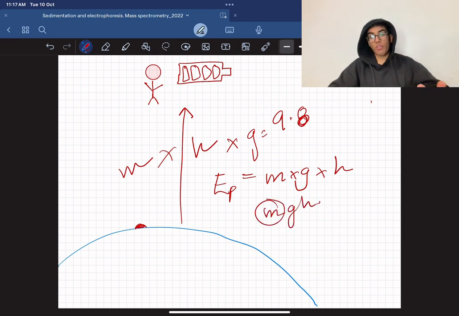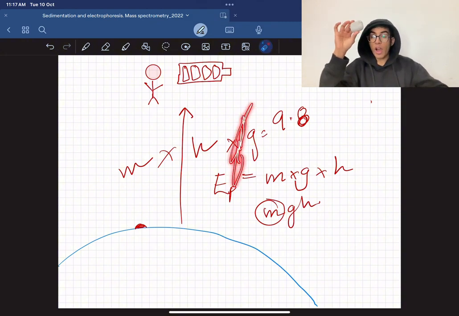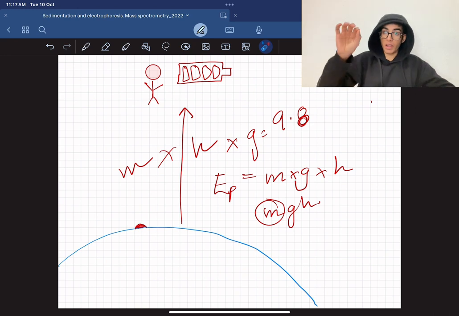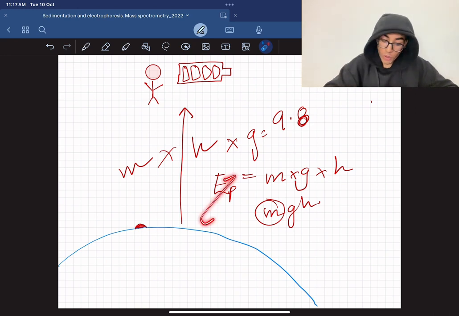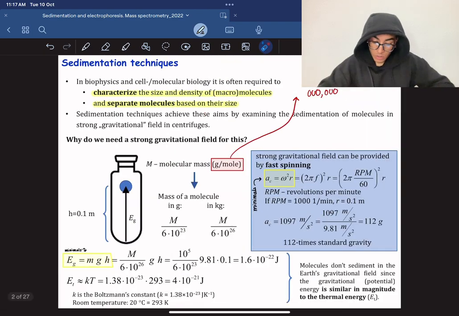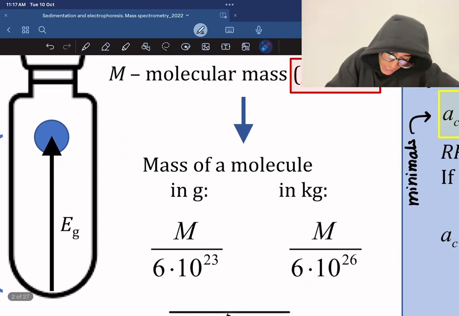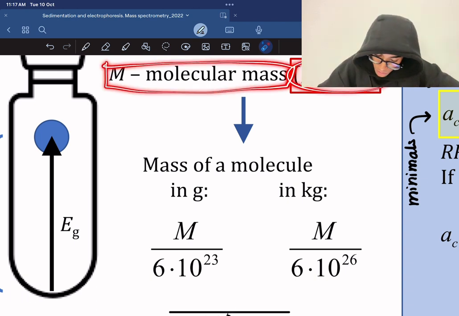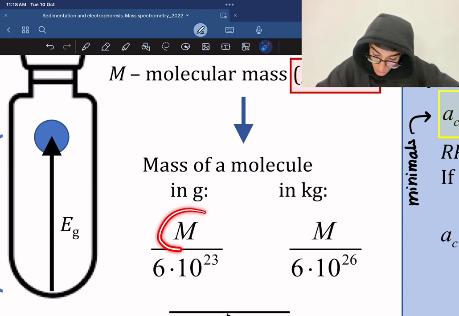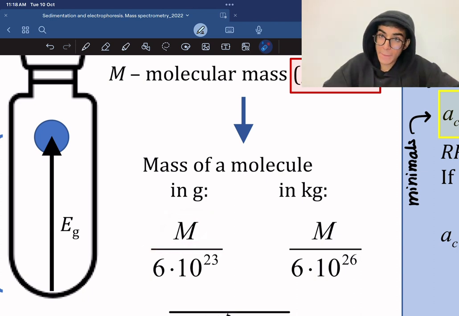Now this is the mass of the whole object. We're talking about the mass of this whole thing right here. But when you're talking about macromolecules, you're talking about a molecule inside this. Think about it, a molecule inside that. So we're going to have to divide this whole mass to find out that one molecule's mass, right? That's what happens here. Molecular mass is nothing but grams per mole. The mass of a molecule inside an object, in grams, is going to be the total mass divided by the Avogadro's number.